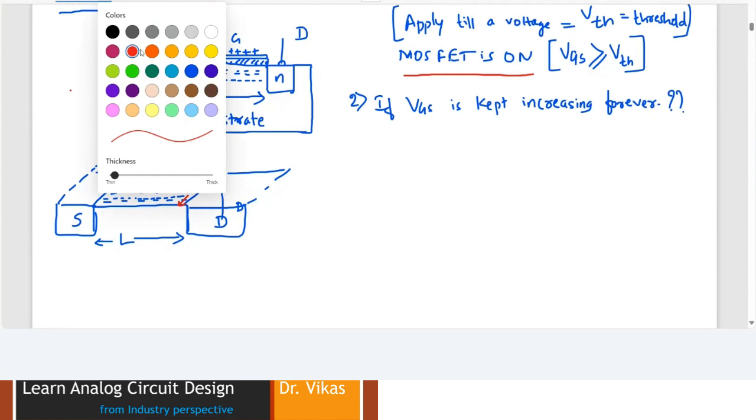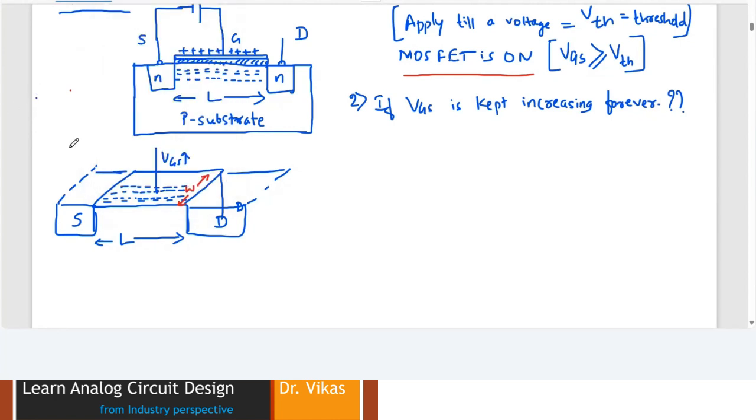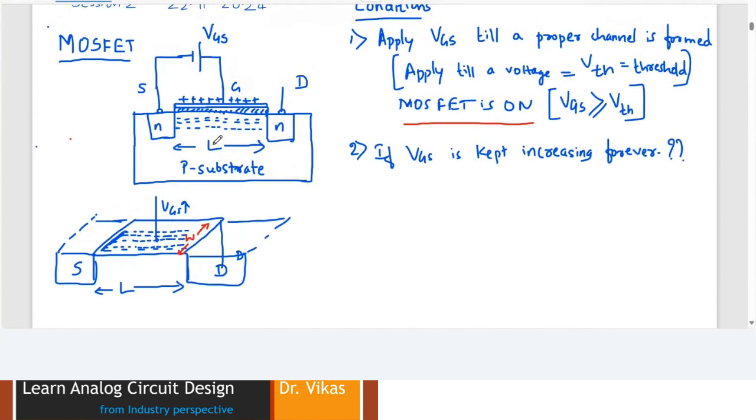So if you keep on increasing the voltage VGS, the width of the channel is going to increase. Earlier, this was my width of the channel. Now, if I increase VGS further, it is going to accumulate more positive charges over here. The positive voltage is going to attract more electrons, and they accumulate beneath this channel, and the width keeps on increasing. So what will happen? Width of channel increases.